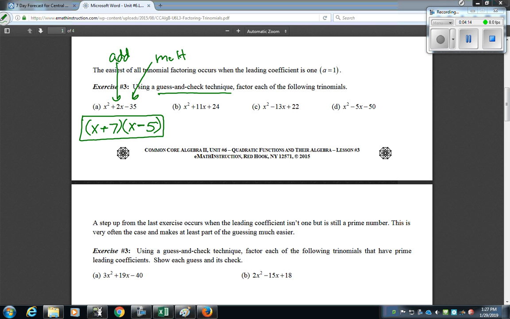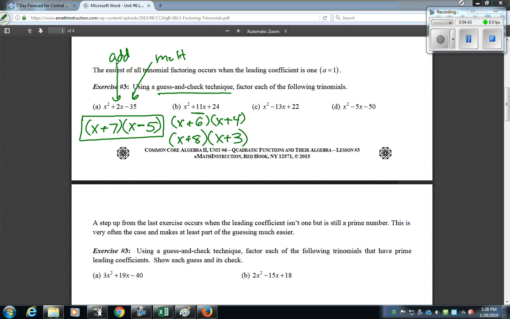There's cases where you can goof up the first couple of times and not find something that works. But in the case of B, I'm going to show you a wrong answer right now. I know right now that, well, 24. Let's try 6 and 4. It's probably the one that people would think of first. But if I do 6 and 4, I'm going to get 10, and my middle number is 11. So I'm going to go ahead and try a different pair. I'm going to try 8 and 3.